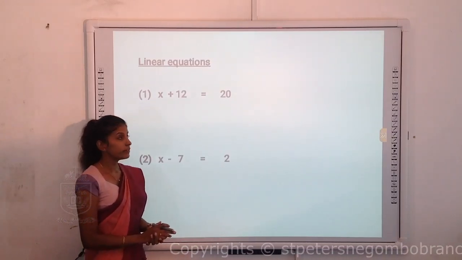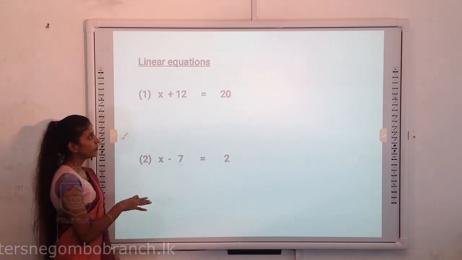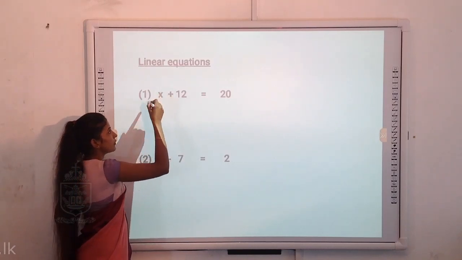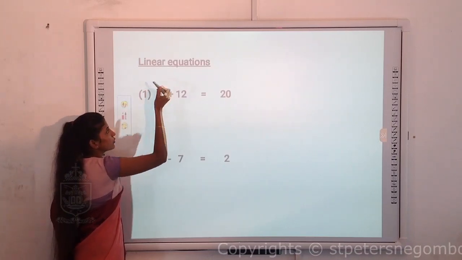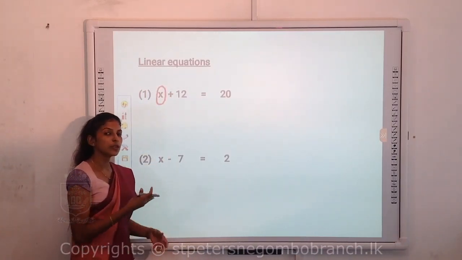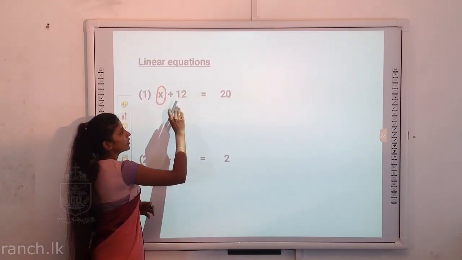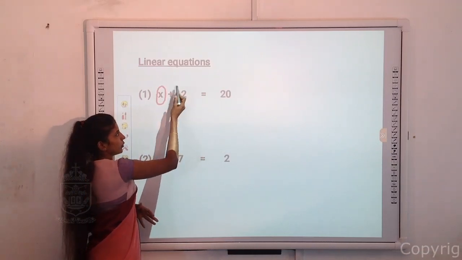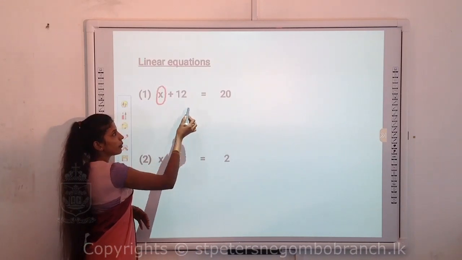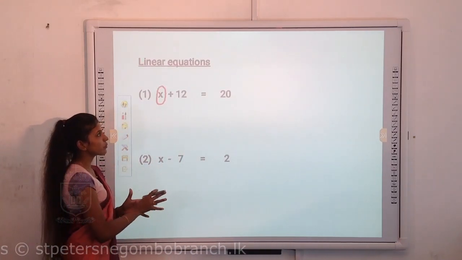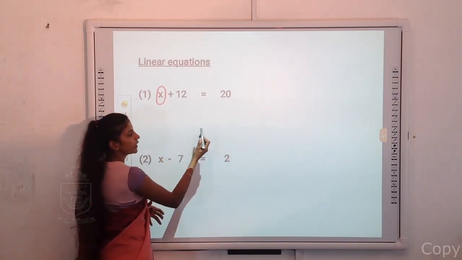Now the first example I will take is x plus 12 equals 20. In an equation, what do you always have to find? We have to find the value of an unknown term. When you are finding an unknown term, you are going to remove all the other numbers from this side. On the left side, you can see x plus 12. x is the unknown, and other than that you have a number, plus 12. So when you are solving this, you should remove this 12 and leave only x on this side and find an answer.